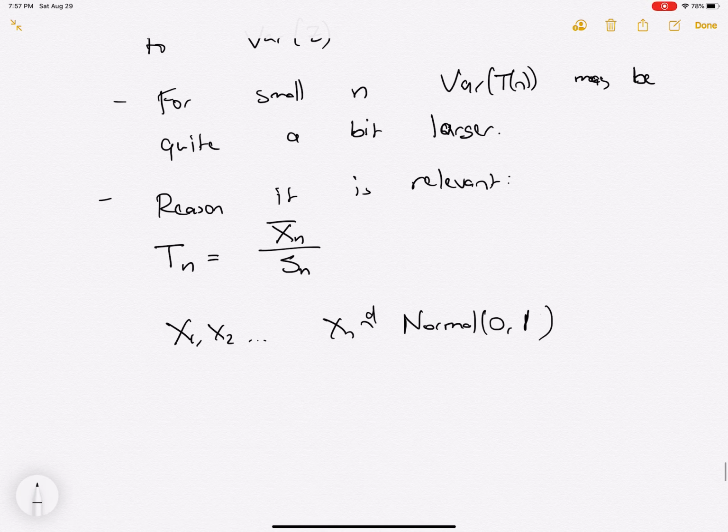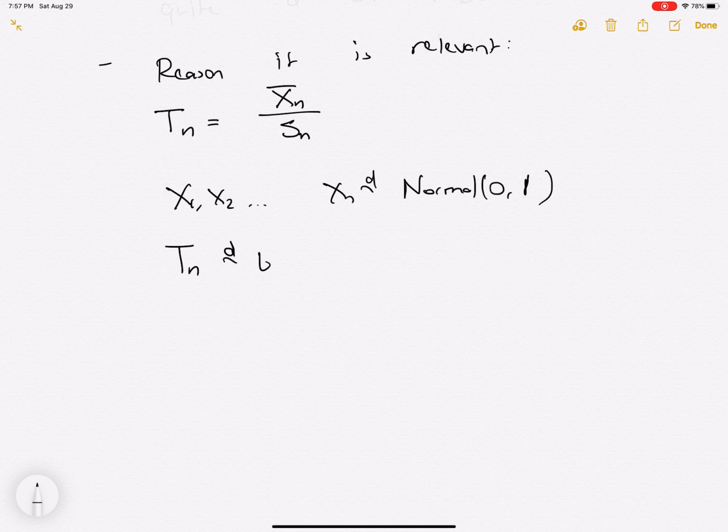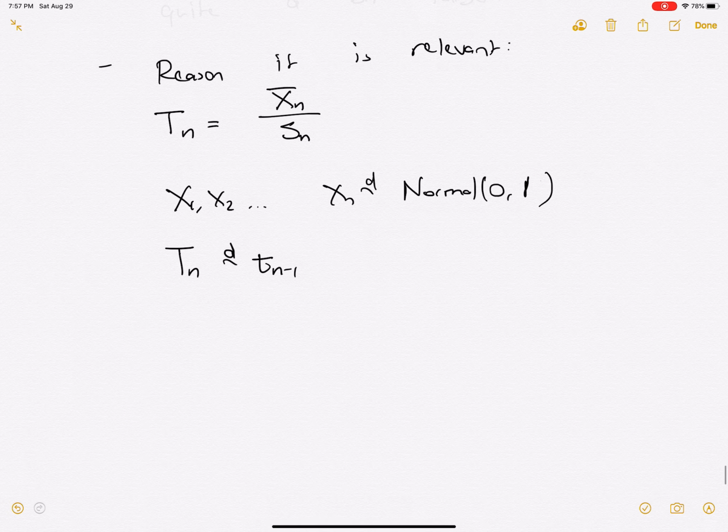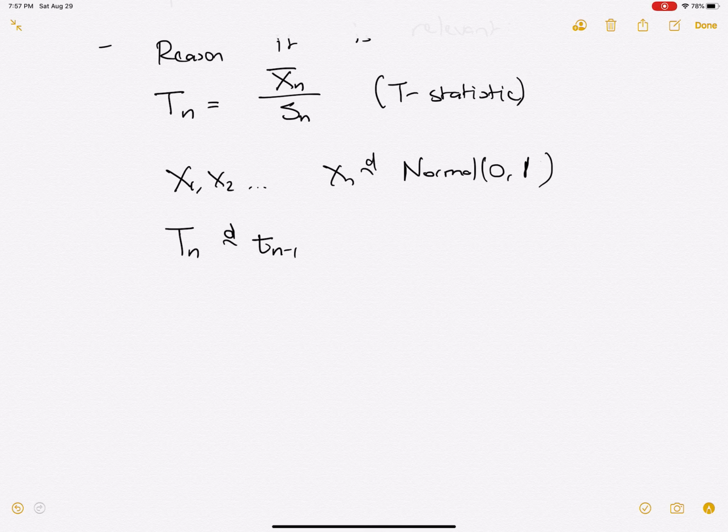This is just standard normal here. It's standard normal. Then T of n is a t distribution with n minus 1 degrees of freedom. So this is another statistic that we're going to see, and we're going to see how this is useful later.